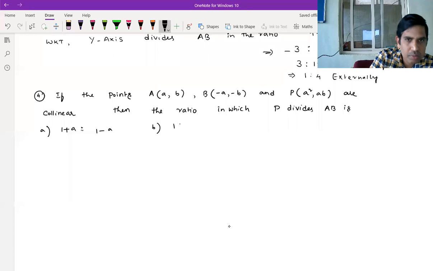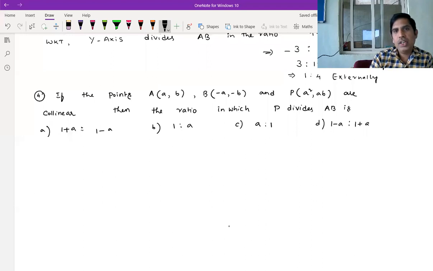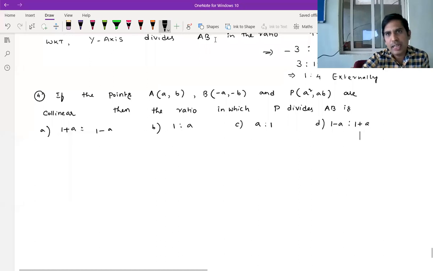Second option, 1 is to A. Third option, A is to 1. Fourth option, 1 minus A is to 1 plus A. Right. If three points are collinear, it is nothing but the points lie on the same line.